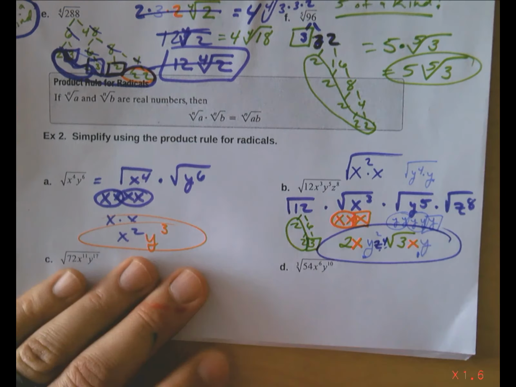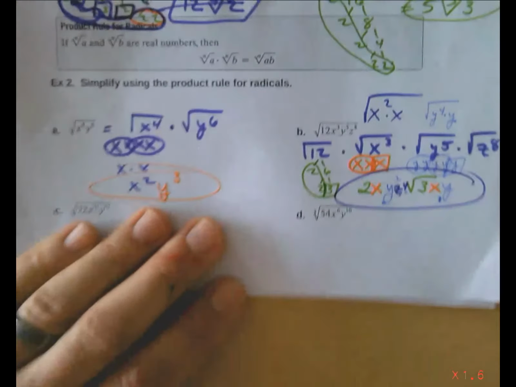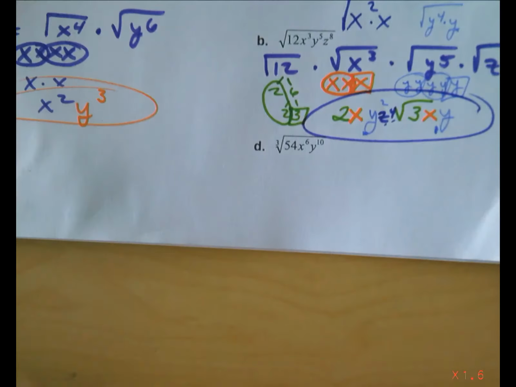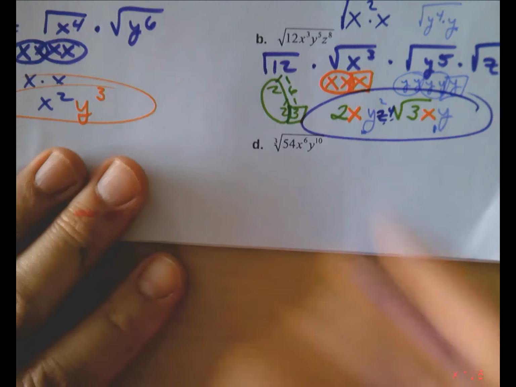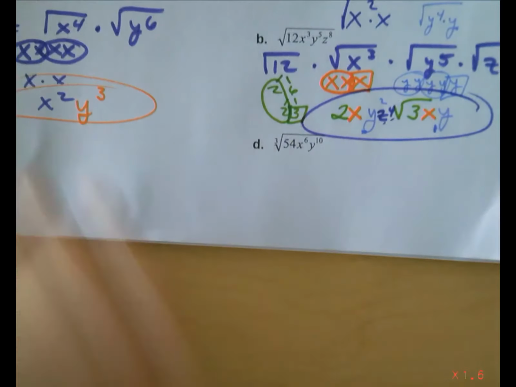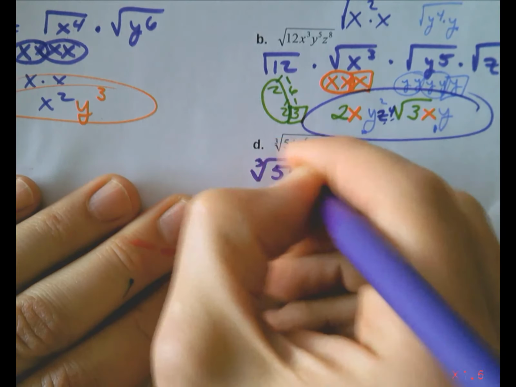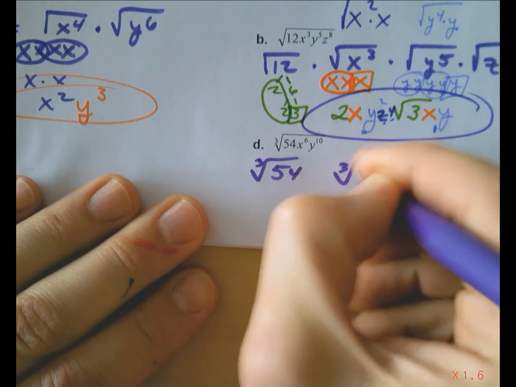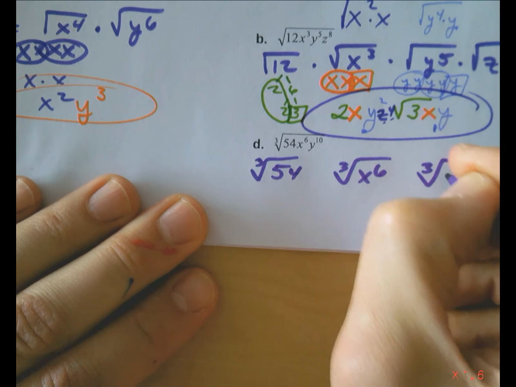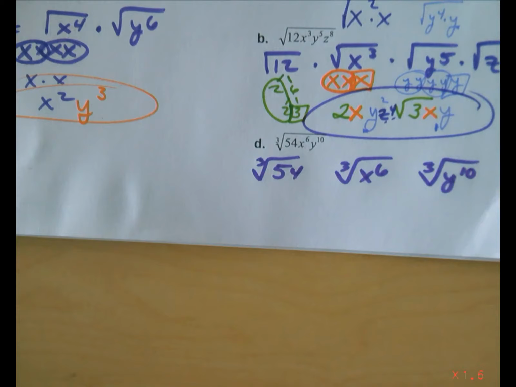All right, let's do this one. Let's see if we can get 3 of a kind this time. Let's do this and do D. Last one on this page. We'll skip C for today. All right, I got the cube root of 54. 3 of a kind. I got the cube root of x to the 6th. And I got the cube root of y to the 10th.